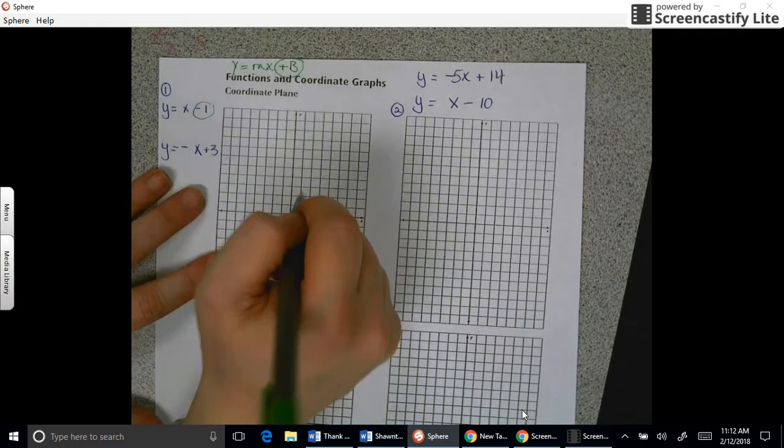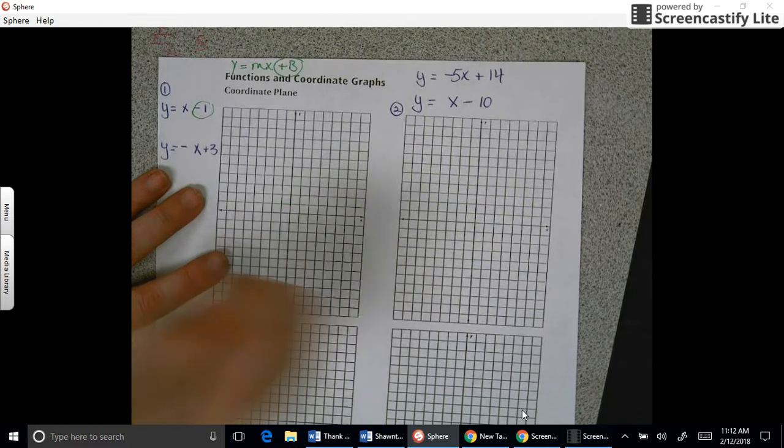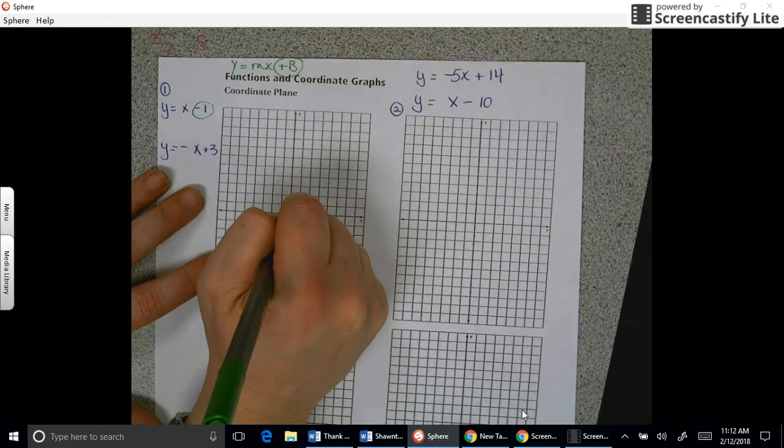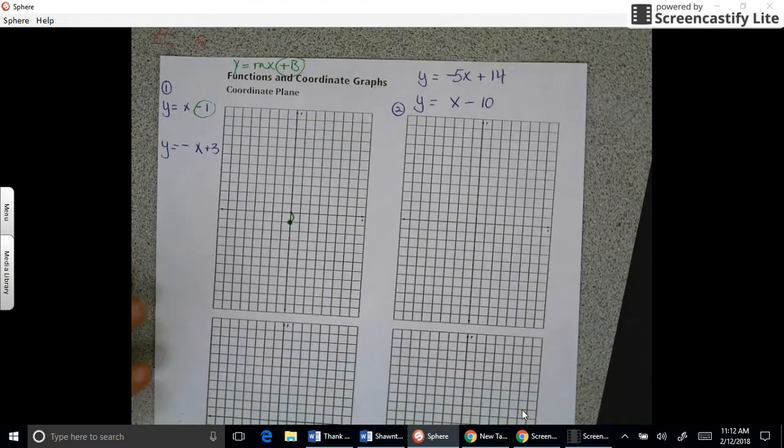So we start at the origin, because origin means beginning. That's 0, 0. It's where we always start. And we're just going to go down on the y-axis to -1, and I'm going to make a dot there. That's part of my line.